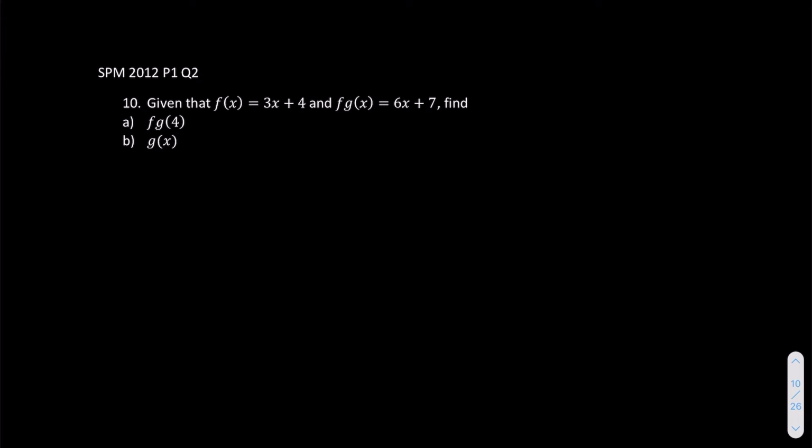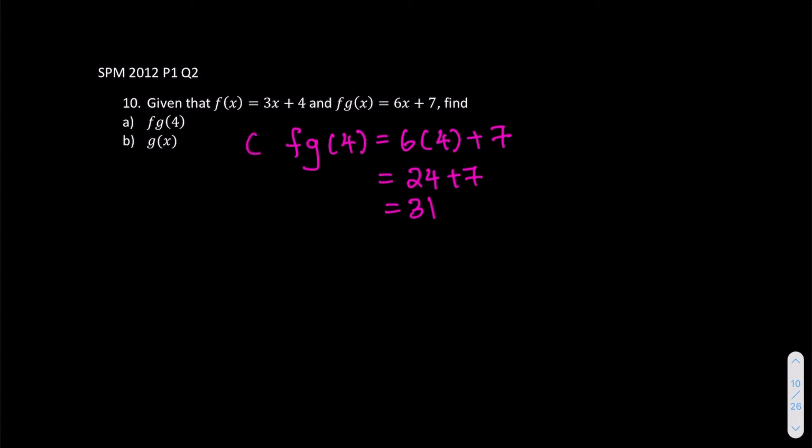Question number 10. They give us that f of x is equal to 3x plus 4, fg of x is 6x plus 7. And they ask us, what is fg of 4? This is rather straightforward because they already give us the functions, and now it's no longer unknown, we know the input is 4. So all of the x is no longer unknown, it now becomes 4. So if you use a calculator, you have 24 plus 7, which is 31. And we're done for A.